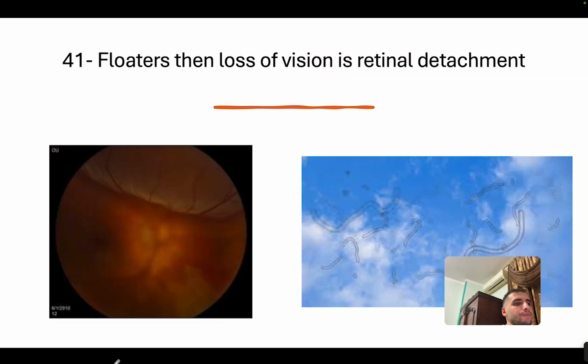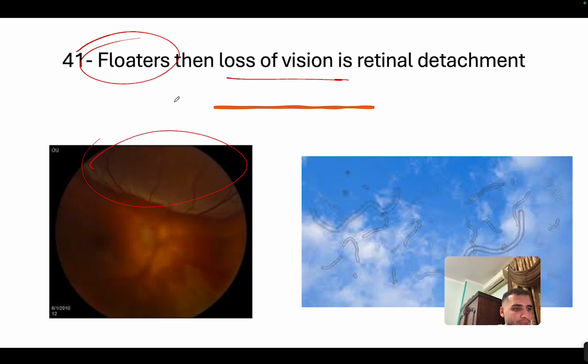Okay. The next concept, when you see floaters, then sudden loss of vision, this is usually retinal detachment. So you would see flashes of light and the floaters, then sudden loss of vision, this is retinal detachment. Okay. Myopia is a risk factor for retinal detachment.